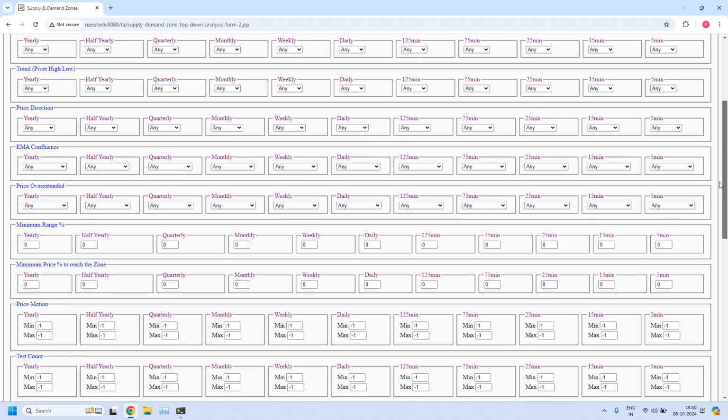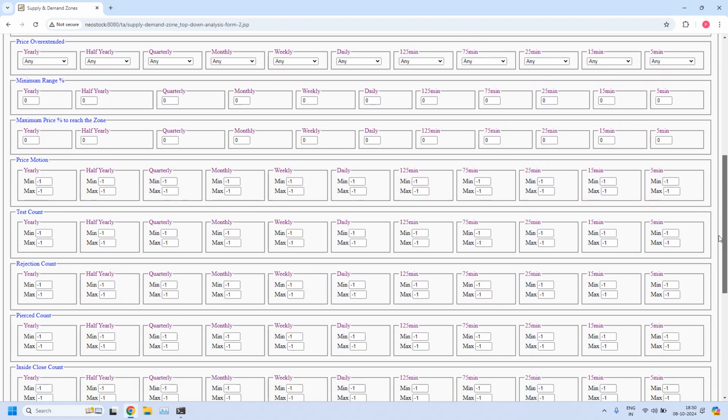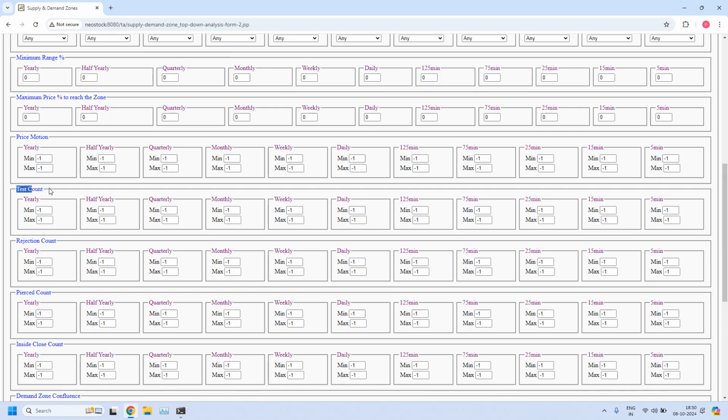So that's why you need to set multiple parameters. Zones tested first time and daily time frame, and the test count should be 1. Test count 1 means they probably were tested today. So there should not be any earlier rejections. If there are any earlier rejections, that is not valid, as they might have been tested already. And the pierced count should be 0.